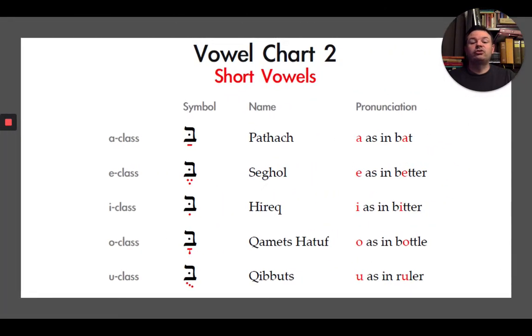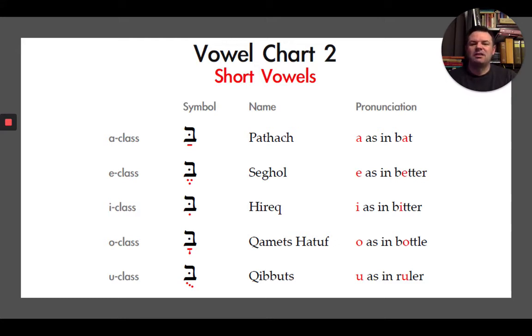There are also some short vowels: A, E, I, O, and U class, the same kinds of vowels that we have in English. The first one is a patach, which is an a sound like in bat. So this is ba. The next one is a very short E sound like in better. So this is be.